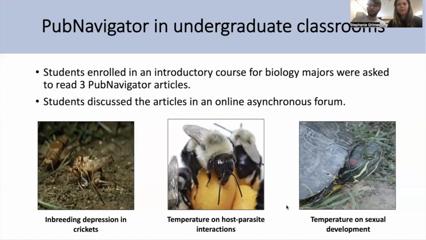We have completely finished coding for this turtle article you see here. And we have begun consensus coding for the B article you see in the center. And we are individually coding for the cricket article you see on the left.